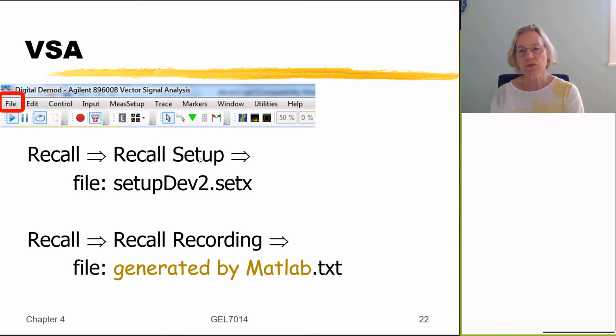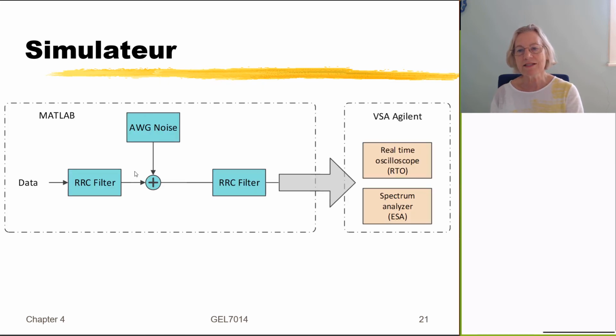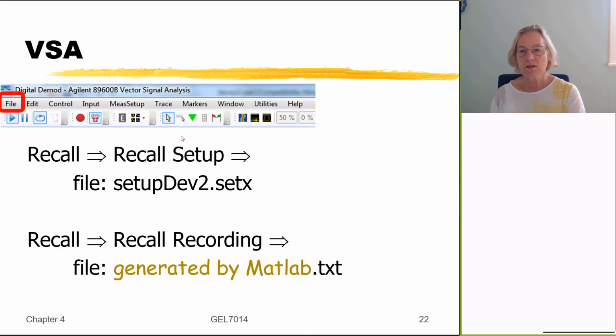And the setup is really a file which basically tells VSA that this is the kind of system I'm using. It tells VSA that I'm looking at BPSK, 1 kilobit per second, with 20 samples per symbol, etc. So that's in the setup file. And I also have to recall the recording, which is the captured data from your experiment or from your measurement, and of course that would be generated by MATLAB.